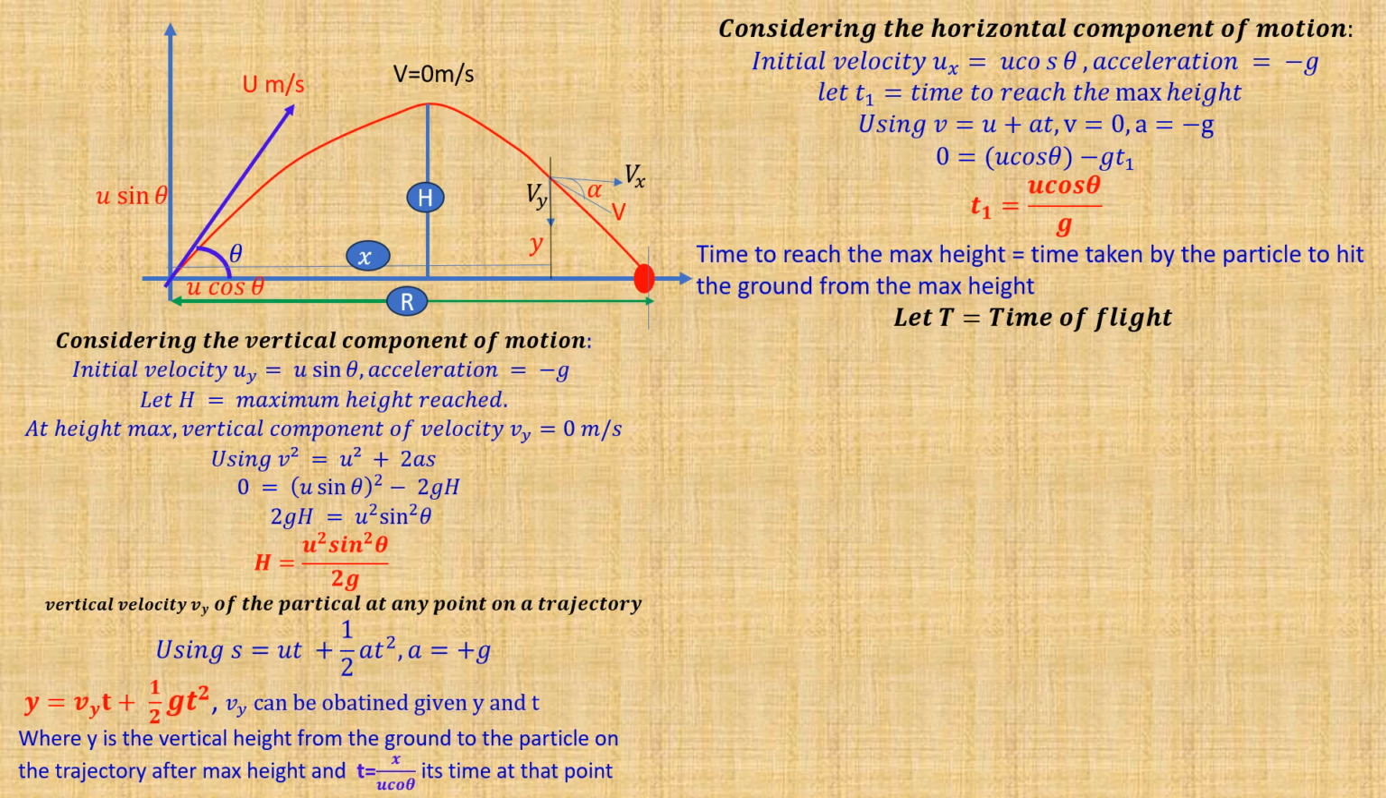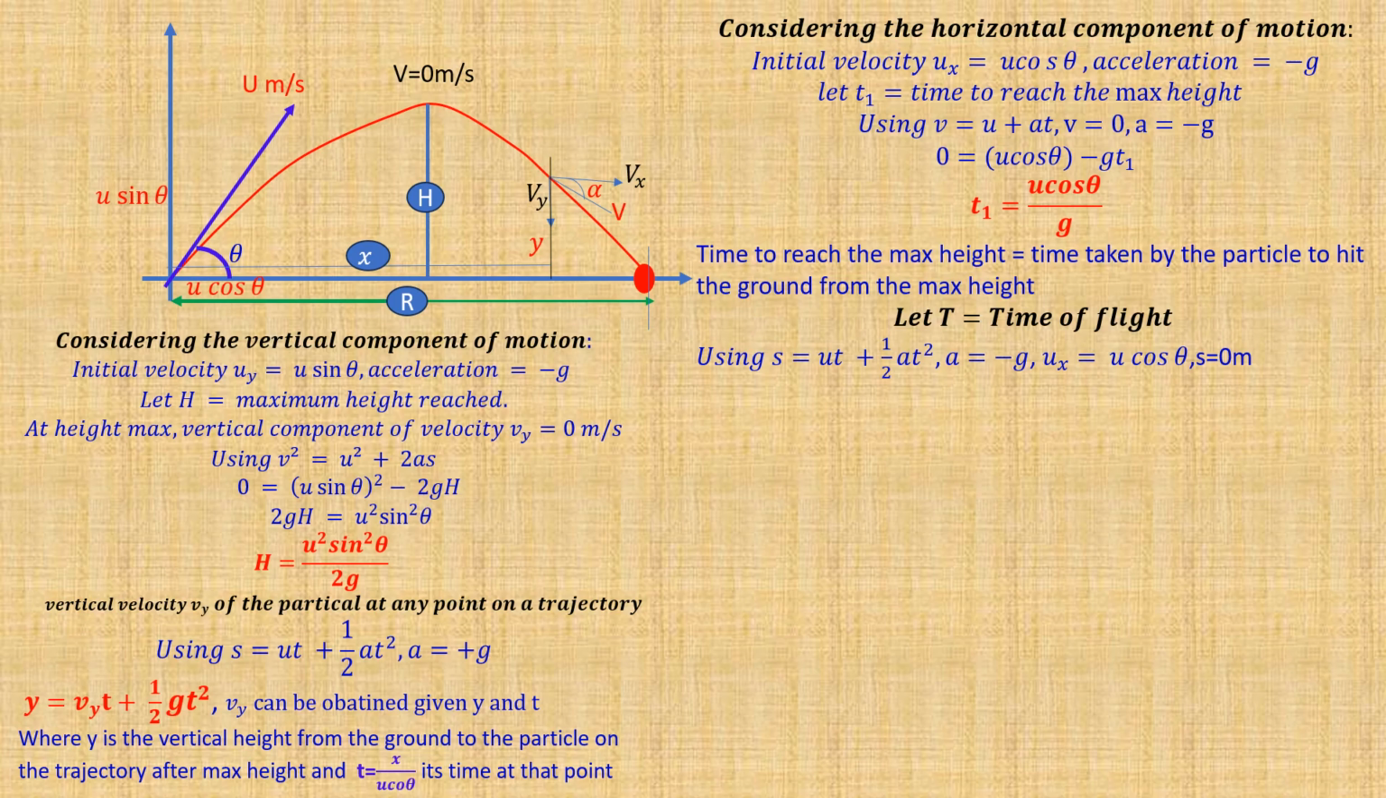Let's look at the time of flight as the total time taken by the particle to hit the ground from the point of projection. So if t is representing that, then I can find it from the equation s equal to ut plus half at squared, whereby my acceleration will be negative, u will be the vertical component, and s will be the vertical distance.